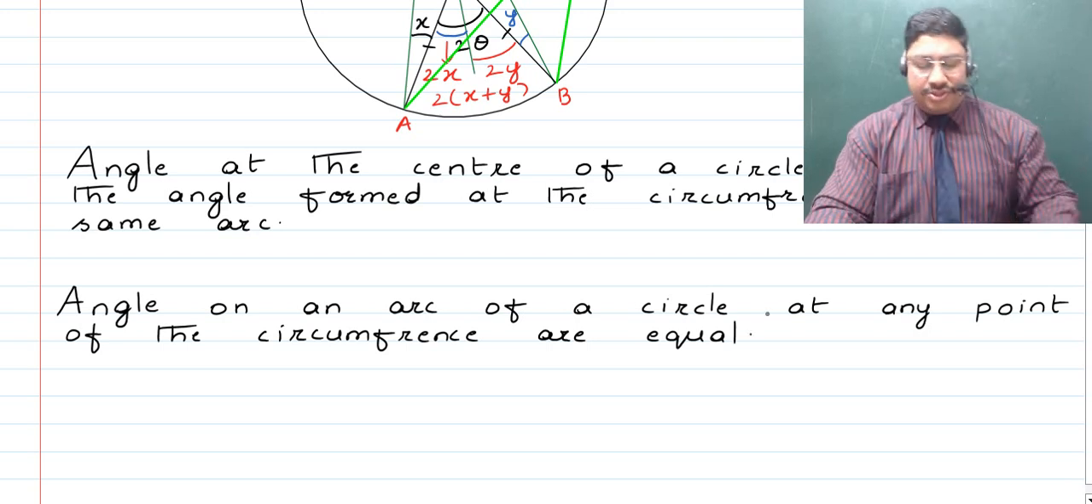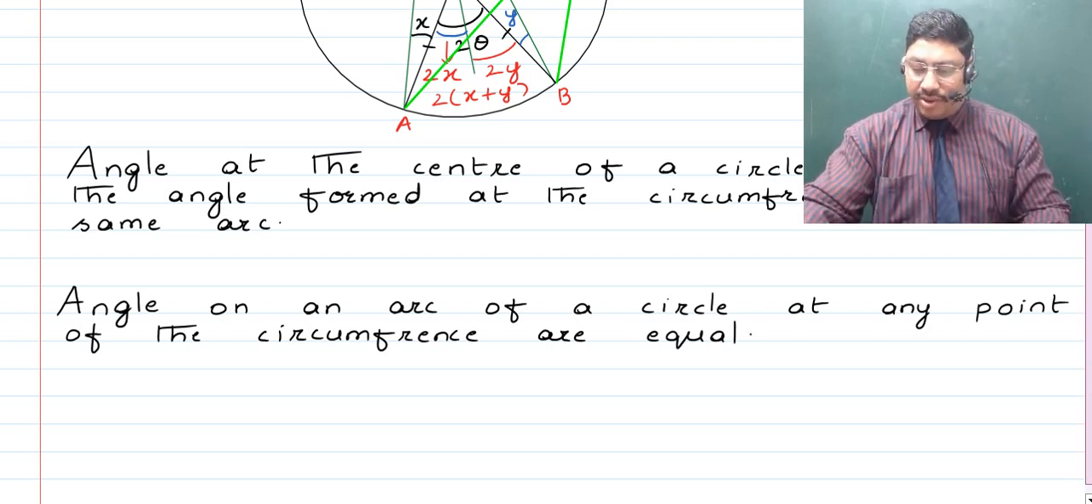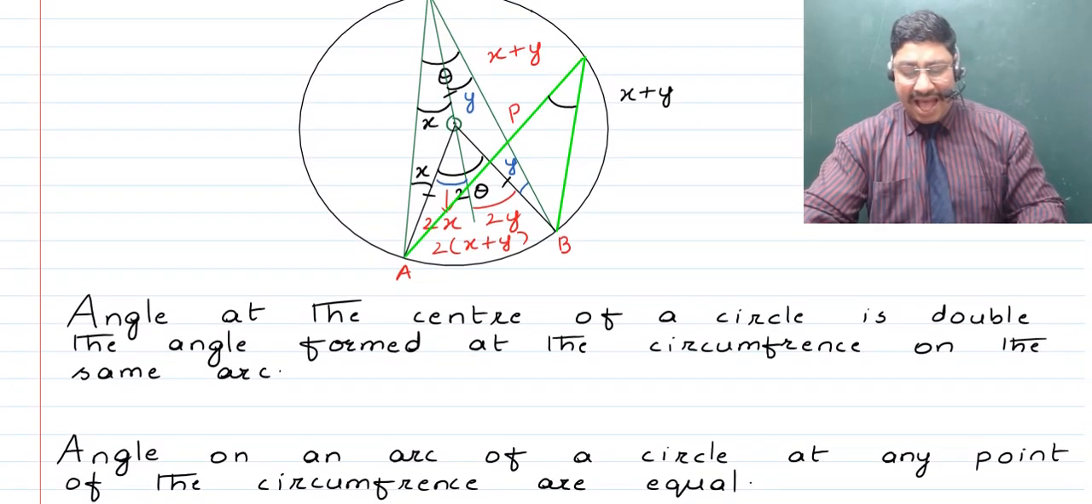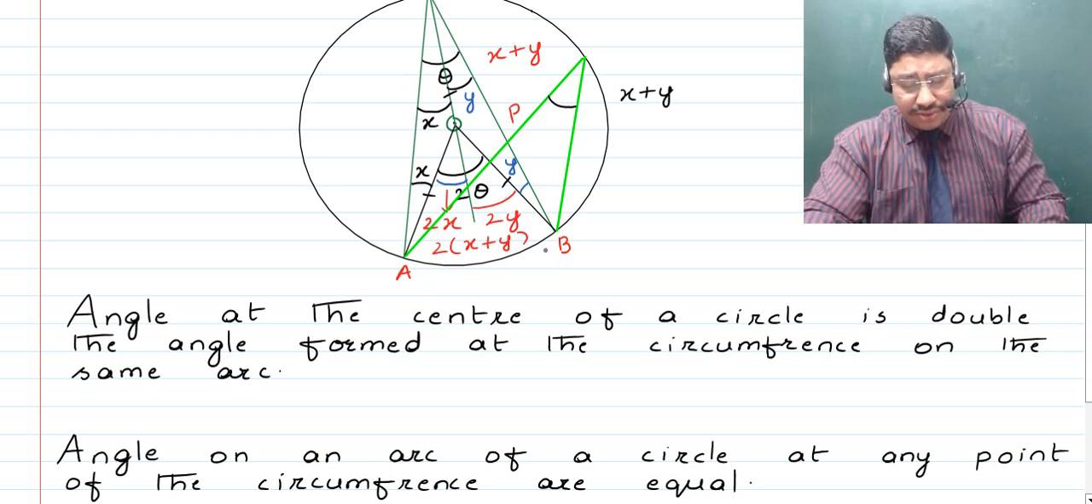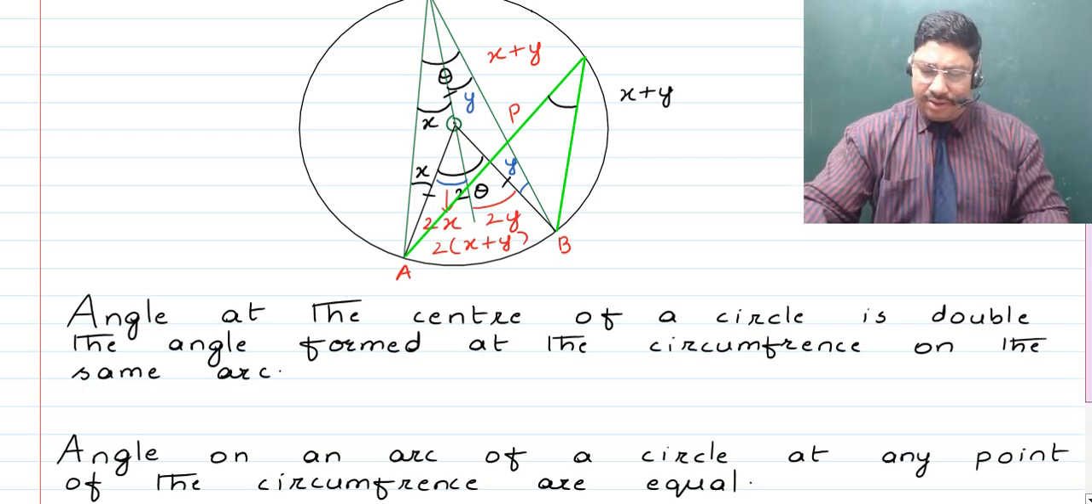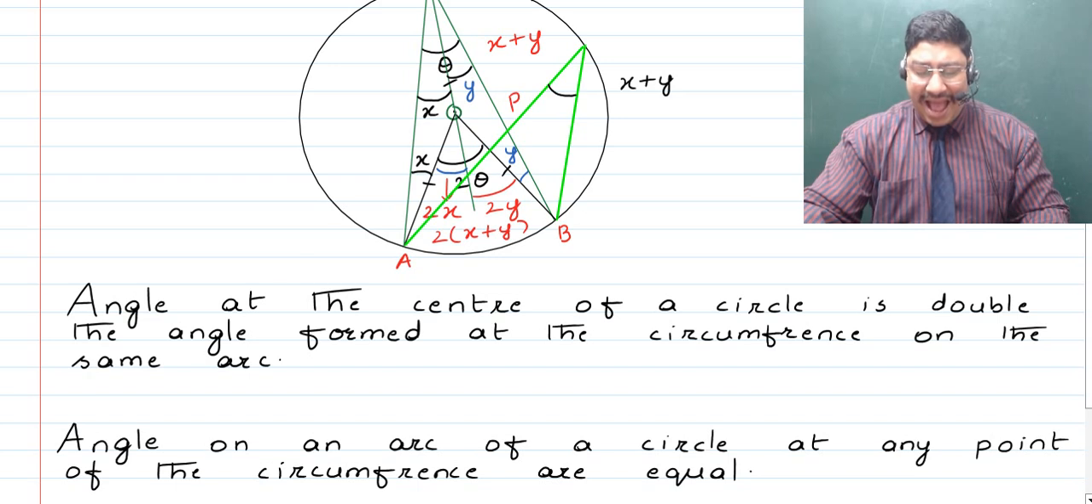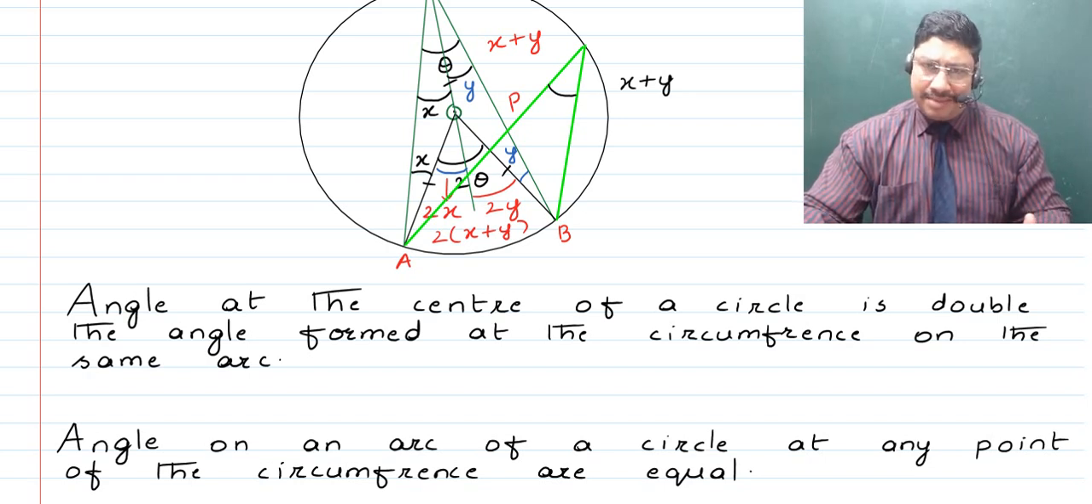right? So if you have different points on the circumference of the circle, and if you draw two chords so that they take up that specific arc that you're talking about, then the angles formed by each of these two chords will always be equal, right? Now, another way to say it is that an angle formed on the same arc, at any point on the circumference, will be equal in magnitude.